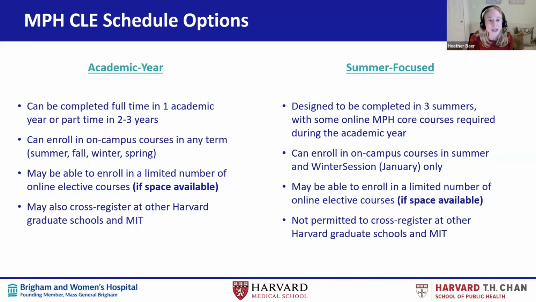They also have the ability to enroll in these online elective courses if there is space available. But unfortunately, the summer focused students do not have the ability to cross-register. So those are kind of the 2 main flavors. When you apply, if you're applying to the MPH in clinical effectiveness, you do have to choose one of those options when you're doing the application. However, if you applied to one and were accepted and then realized that the other option was going to work better, it is possible to switch.